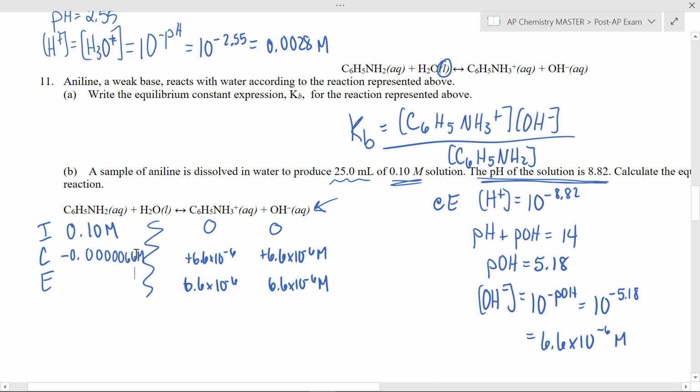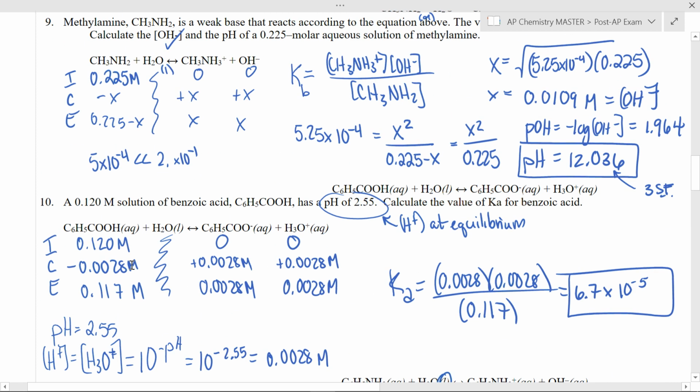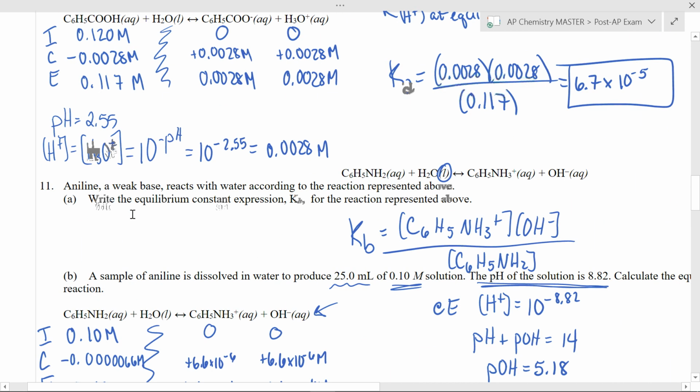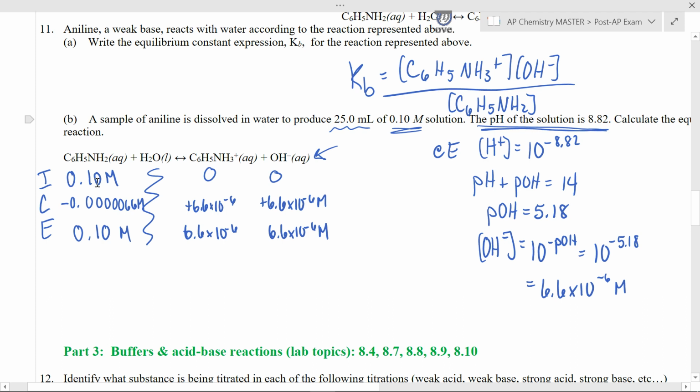So notice how this number is so much smaller than this number. When I subtract them, I'm going to get 0.099999. And I'm just going to keep it rounded to the right number of sig figs. Notice how it basically is unchanged because 0.099999 rounds to 0.10. So this is a demonstration of that whole x is small approximation we were doing up here. When you subtract a really small number from a larger number, it basically has no impact. So I thought I'd point that out.